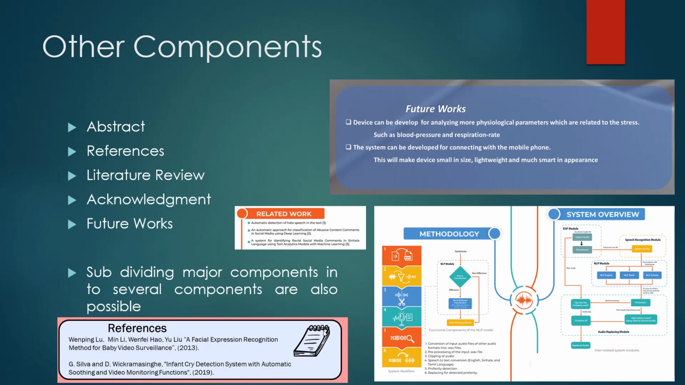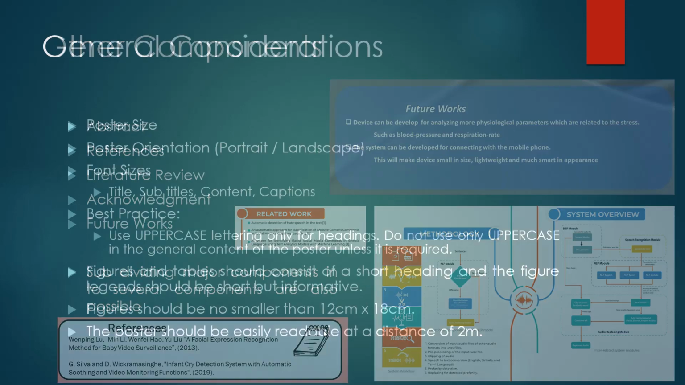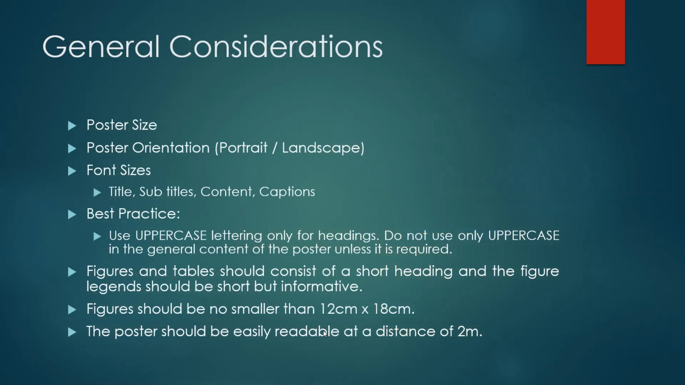Now let's discuss several general instructions to follow when you are designing a poster. There are different sizes of research posters being used around the world. Usually A0 size is commonly used, that is 841 mm by 1189 mm. There are two orientations of research posters. They are portrait and landscape. Usually, portrait is the most prescribed orientation in use.